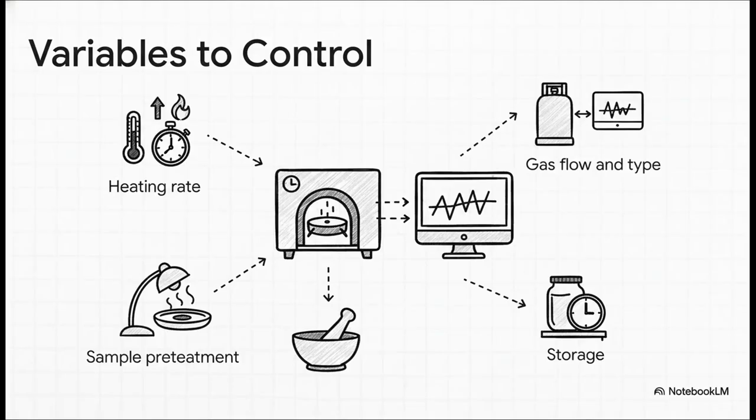And it's not just the sample size. The heating rate, the type of gas you have flowing through the furnace, how the sample was dried and ground, even how long it sat on the lab bench. Every single one of these factors can alter the evidence. Our detective has to control every single variable.